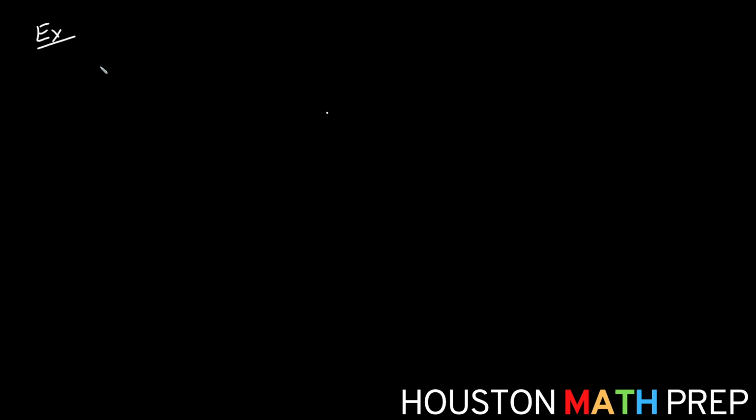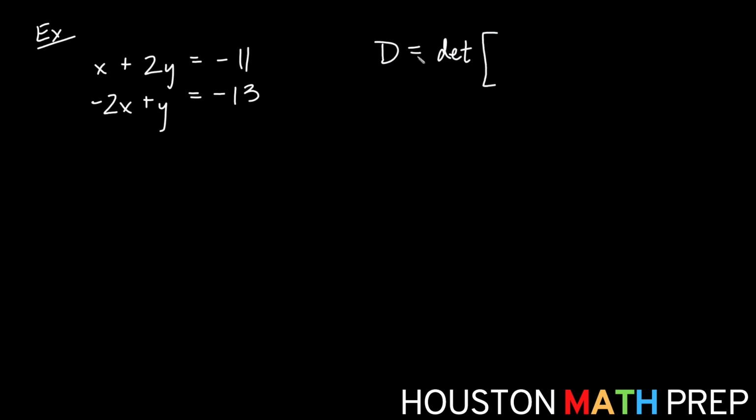So for another 2 by 2 example, let's do x plus 2y equals negative 11, and negative 2x plus y equals negative 13. If we do this, then capital D is going to be the determinant of these coefficients as they are, right? 1, 2, negative 2, and 1.